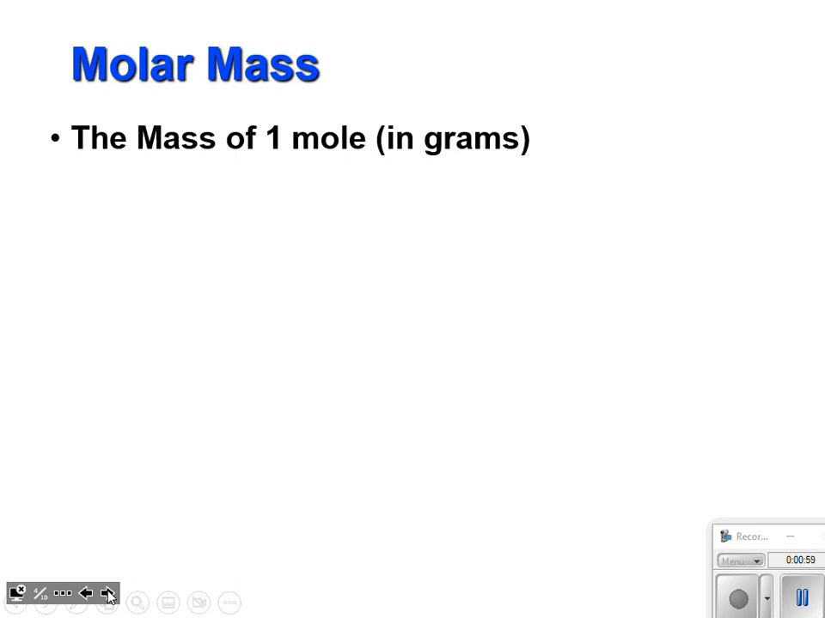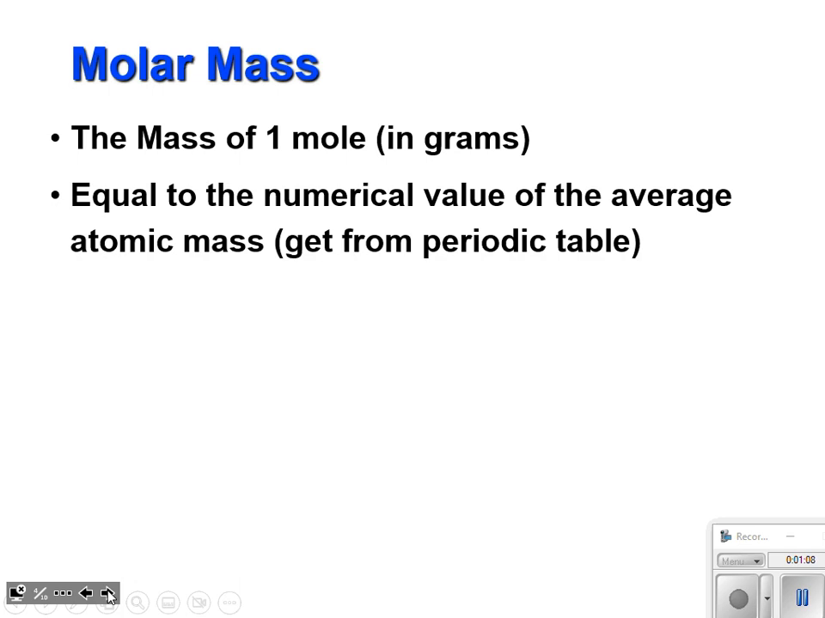The molar mass is the mass of 1 mole in grams. It is equal to the numerical value of the average atomic mass. And we get this from the periodic table. Now, if you remember, way back when, we talked about isotopes. And let's use carbon because carbon's going to be my first example coming up here. Carbon, we stated, had 2 isotopes, carbon-12, carbon-14.